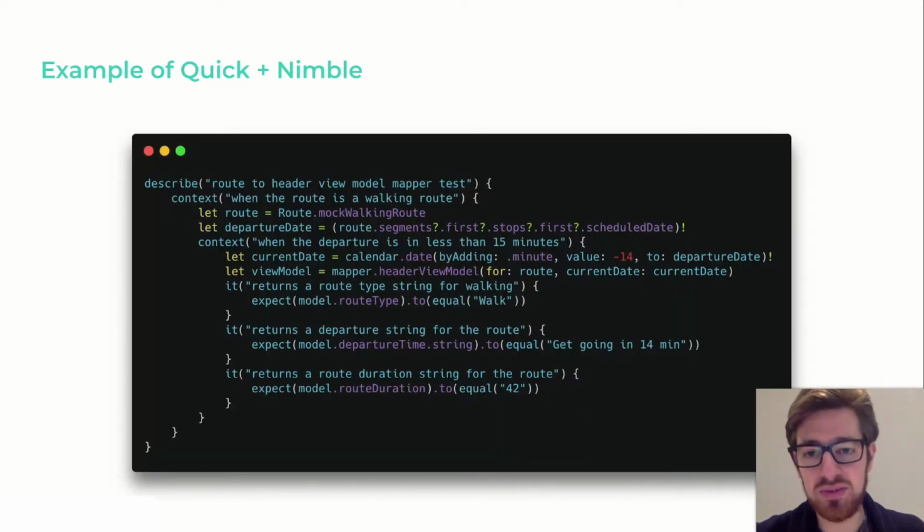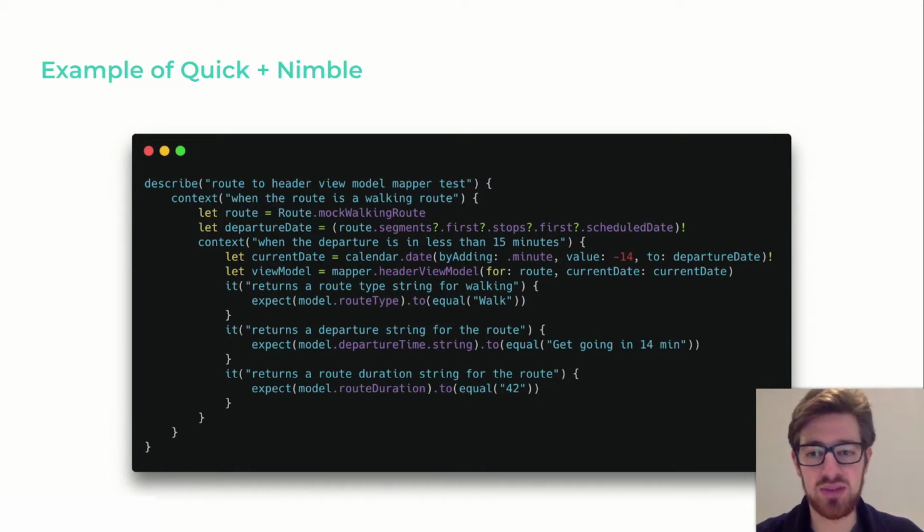So here's an example of Quick and Nimble. This is one test where we were testing a mapper and that it's mapping one model to another. So you say we have this nice syntax: describe route to header view model map test, context when the route is walking route. Nice human readable syntax, and that's very much based on RSpec.